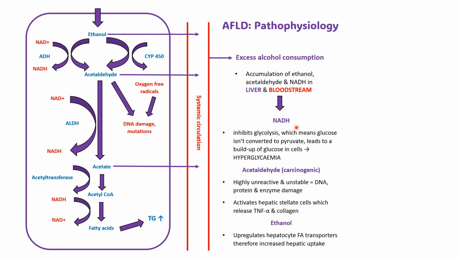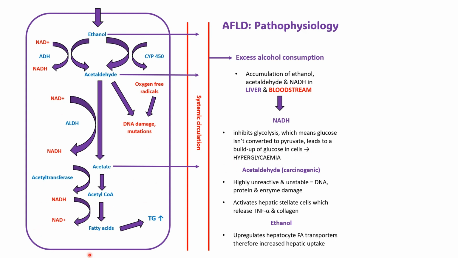In terms of reduced NAD, when we have elevated levels of reduced NAD, this inhibits glycolysis, which means that glucose isn't converted to pyruvate. This leads to a buildup of glucose in cells, and this can result in hyperglycemia.